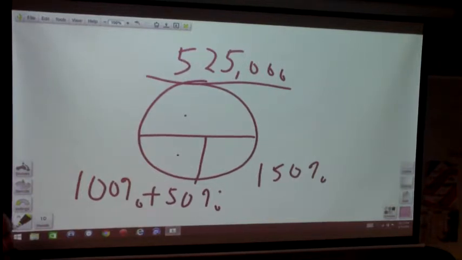Now, how do you know that's right? You could have taken every one of those answers and added 50% to it, and see which one comes out to 525,000. That's how you check it to make sure you get the right one. Try it. Take every one of those answers and add 50% to them.